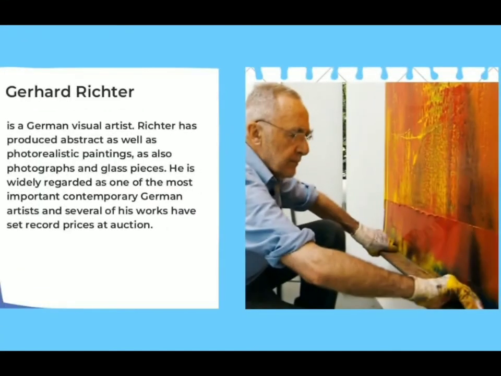Gerhard Richter is a German visual artist. Richter has produced abstract as well as photorealistic paintings, as well as photographs and glass pieces. He is widely regarded as one of the most important contemporary German artists, and several of his works set record prices at auction.